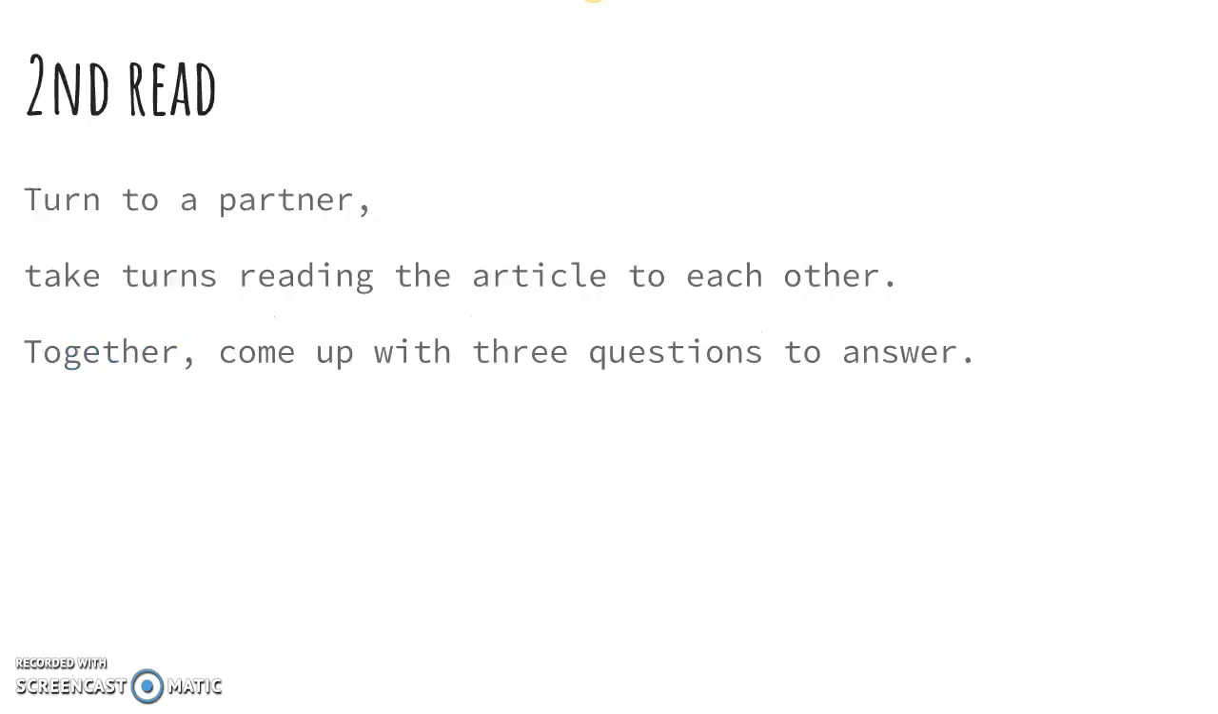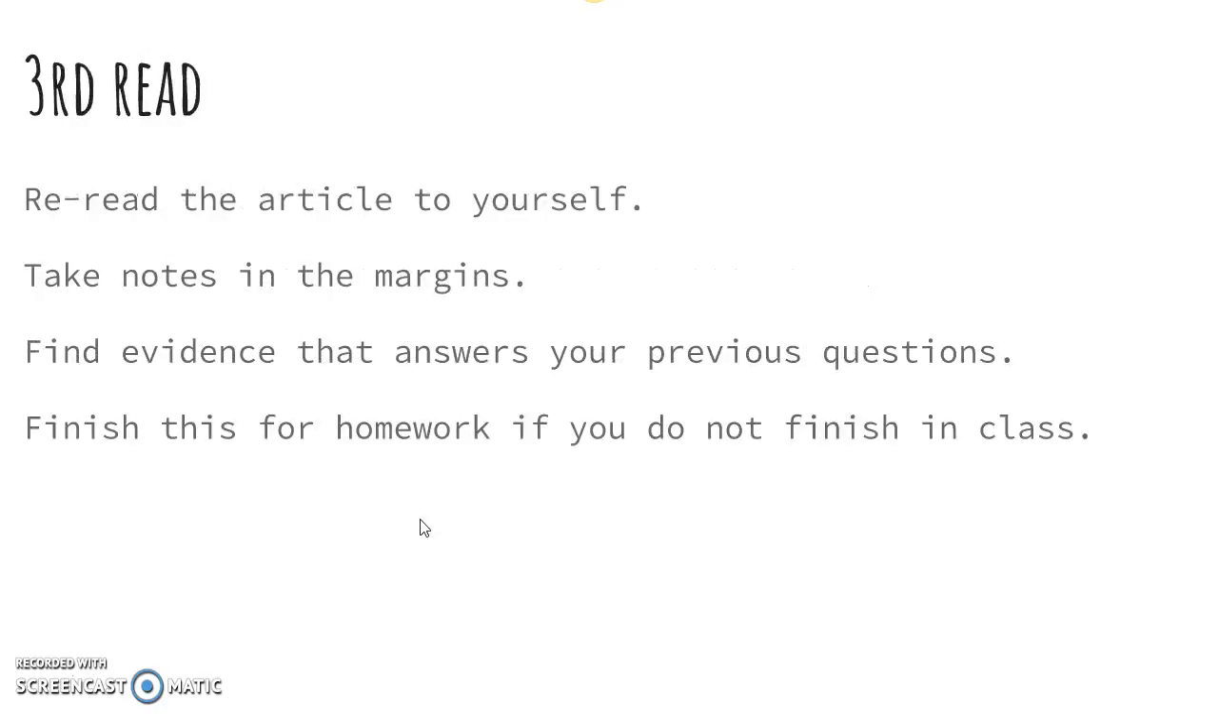And then we did a second read. So they turned to a partner, they took turns reading the article to each other, and then together came up with 3 questions to answer. Then we did a third read. They had to reread the article to themselves, take notes in the margins, and find evidence to answer the previous questions. So we had some really great questions come about with these questioning and answering, and we actually got a lot of the information from their own minds and wondering what was going on.